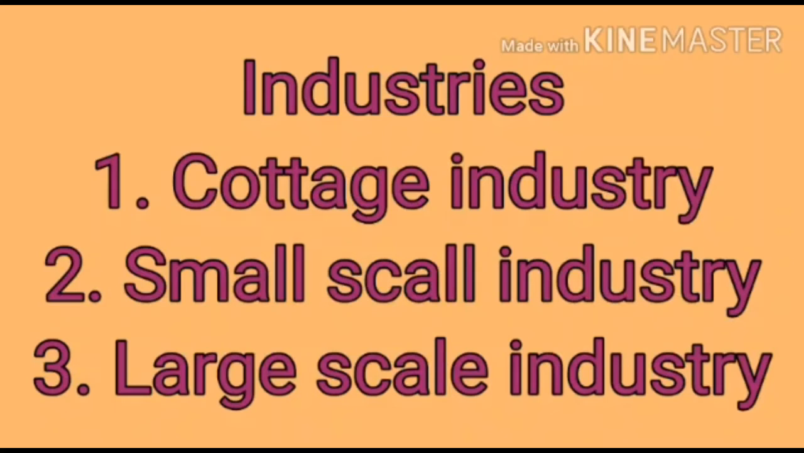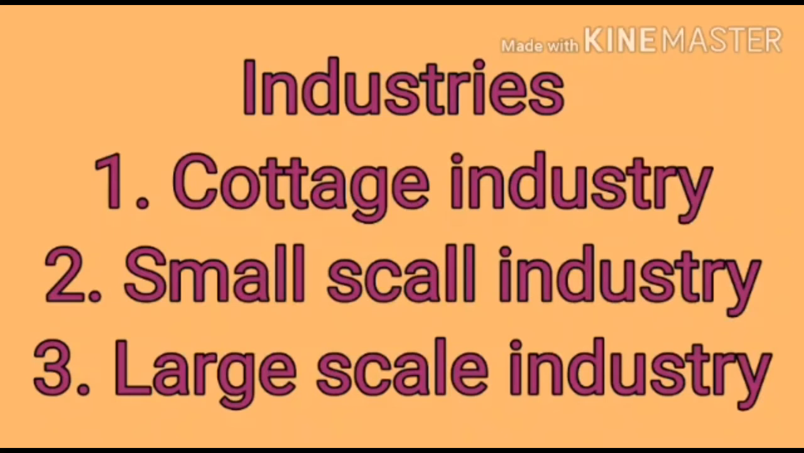On the basis of technology and number of workers, we can classify the industries into three types: cottage industry, small scale industry and large scale industries. On the nature of raw materials being used, the industries can be divided into two main groups: agro based and mineral based.